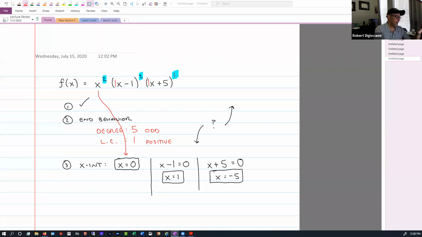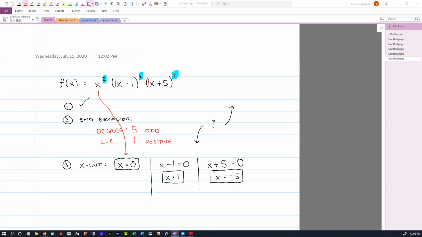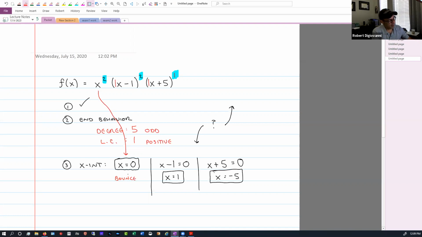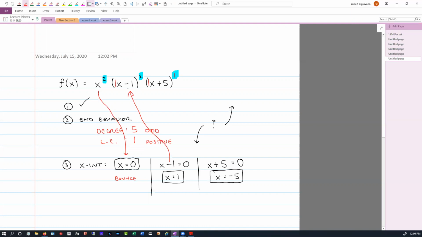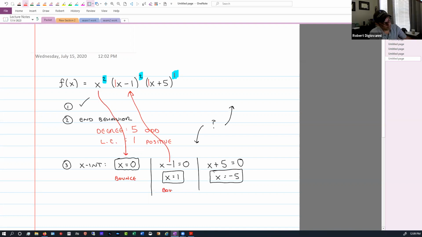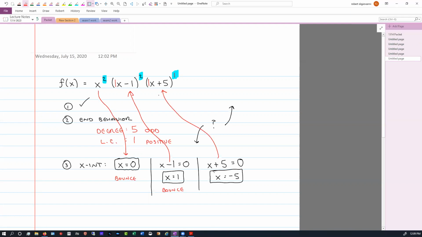Okay, so you've had some time to think about this. At 0, the multiplicity came from x squared. Squared is 2, 2 is even. What does that mean is happening here? That's a bounce. Okay, what's happening at the x-intercept of 1? That came from here, right? So it's a bounce. Bounce again. Yep. And then what about this last one? Cross.